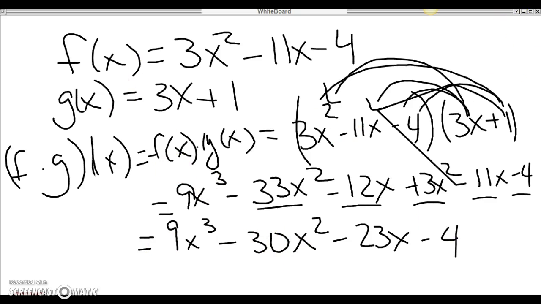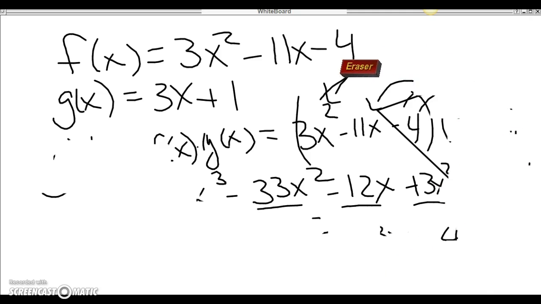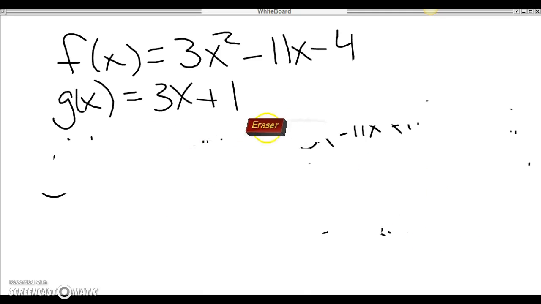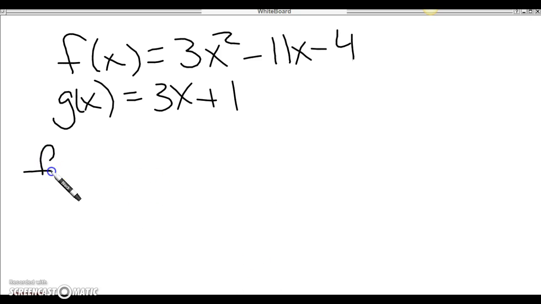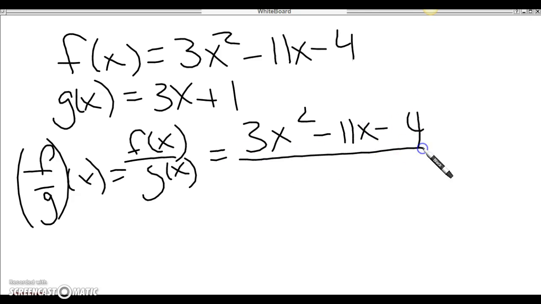I'm going to have to erase some of this, excuse me. And I get f over g of x, which is f of x over g of x, which is 3x squared minus 11x minus 4 over 3x plus 1. So I'm going to have to factor this.